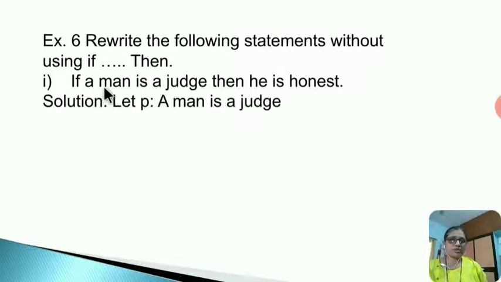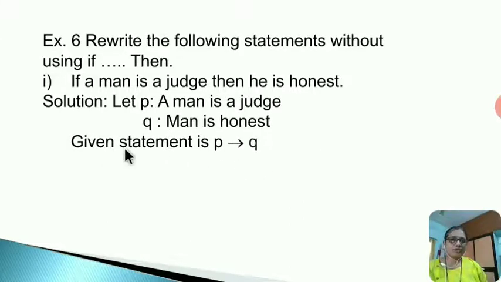So here first we represent the given statements in this way as P and Q. P is a man is a judge and Q is a man is honest. The symbolic representation is P implies Q. The given statement is P implies Q, and we have P implies Q is the same as negation P or Q. Here we use the conditional law. P implies Q is logically equivalent to negation P or Q. That means we write this given statement without using if then as negation P or Q.